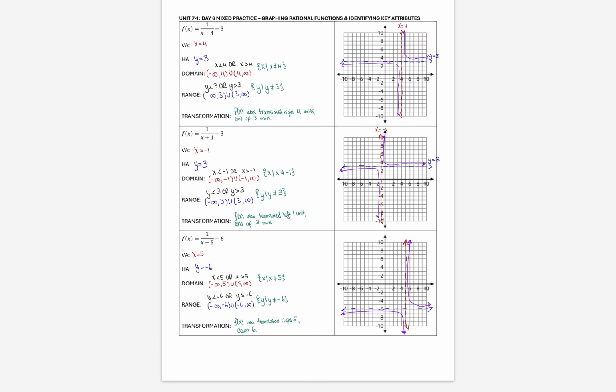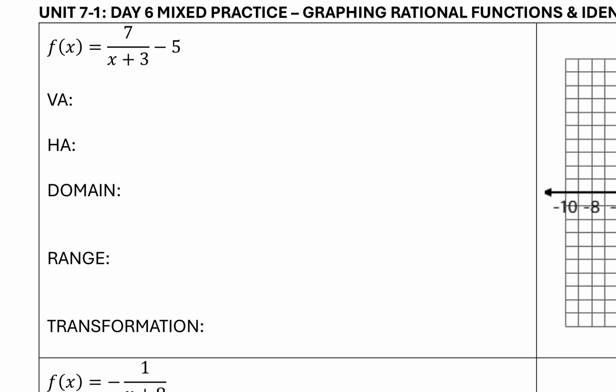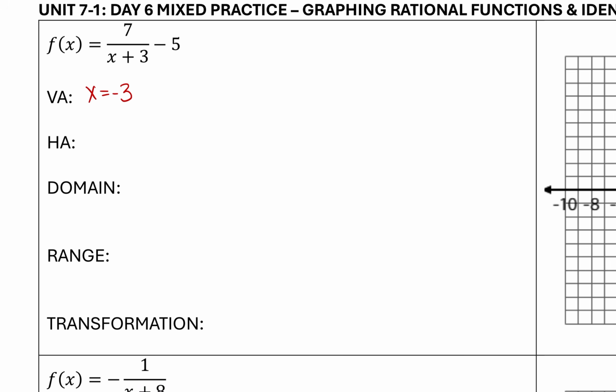All right, let's move on. For the next one, we have the following. We have a vertical asymptote at x is equal to negative 3. We have a horizontal asymptote at y equals negative 5. For the domain, we're going to say the following inequality notations. We have x is less than negative 3 or x is greater than negative 3.